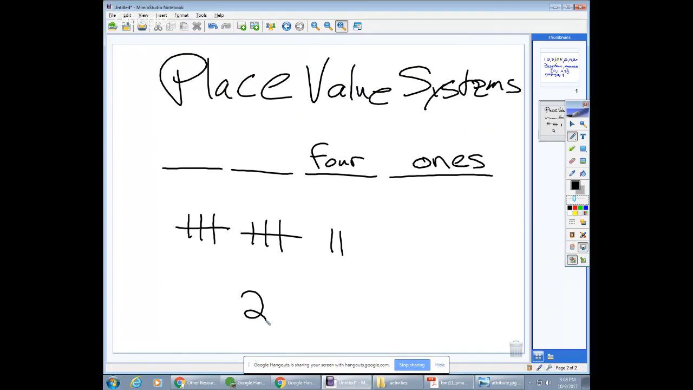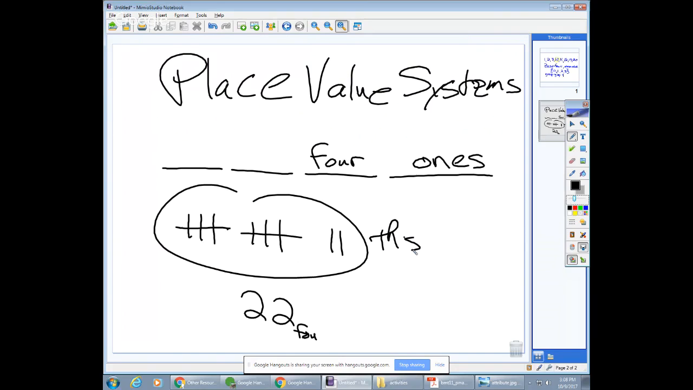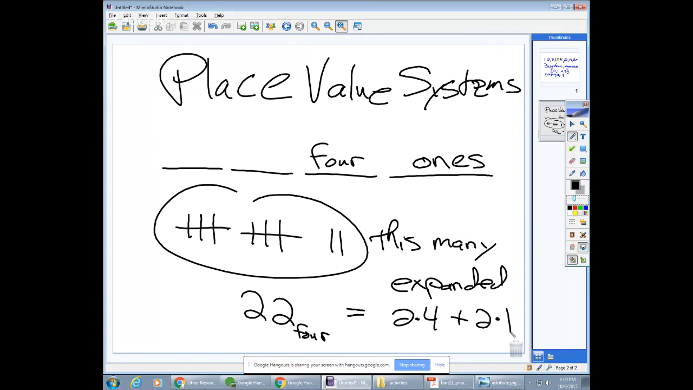How many ones? 2. So in base 4, they would write this many things as a 2, 2, which means 2 groups of 4 and 2 ones. So if I expand that out, I have 2 groups of 4 and I have 2 groups of 1. So all of a sudden, though, I'm going to have a bunch of groups of 4.